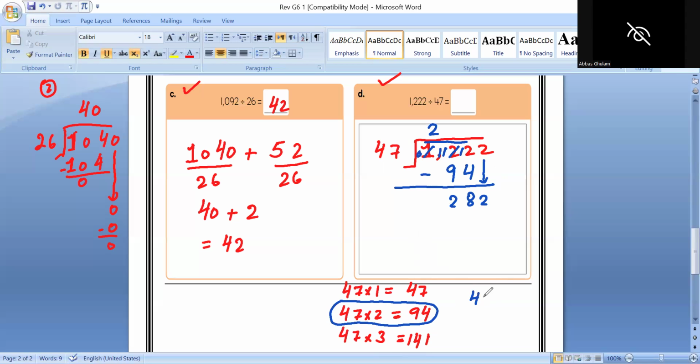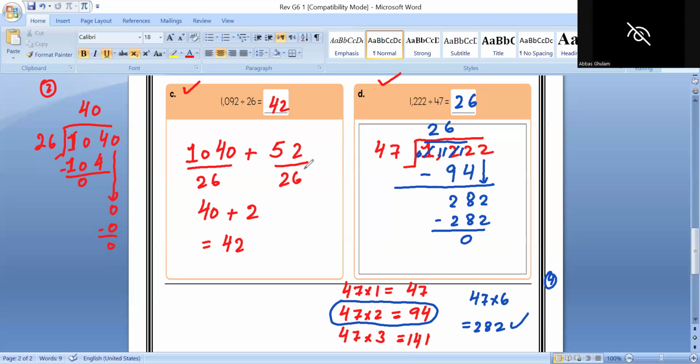For example, I write here 47 multiplied by 6. 6 times 7, 42. 2 is here, 4 is on the carry. 6 times 4, 24. Plus 4, 28. So it means this is the perfect number, by 6. We can write here 282. Later on we can minus them. What is the answer? 26. So we can write here 26.